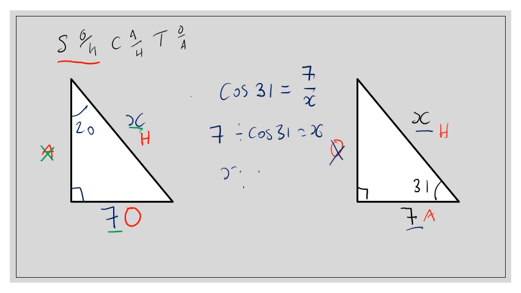We then type that into our calculator to get 8.2, sorry. Now remember, again, we're finding the hypotenuse, so it should be bigger than 7, so it's not an obvious mistake that we've made. We're going to be happy with that answer.